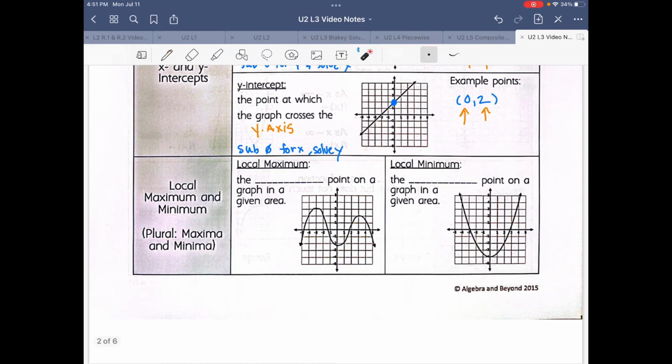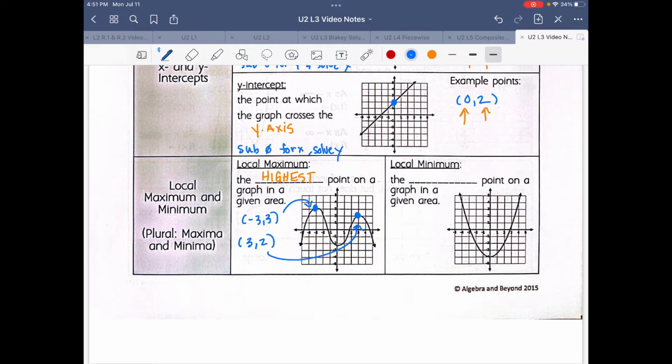Now the next attributes we're going to talk about are local minimum and maximum, or if there's more than one, maxima and minima. The local maximum is the highest point on a graph in a given area. So when I look, right here I have a high point, and right here I have a high point. So I've got two different maximums. I would have one at (-3, 3), that's this point, and then I would have one at (3, 2), that's that point.